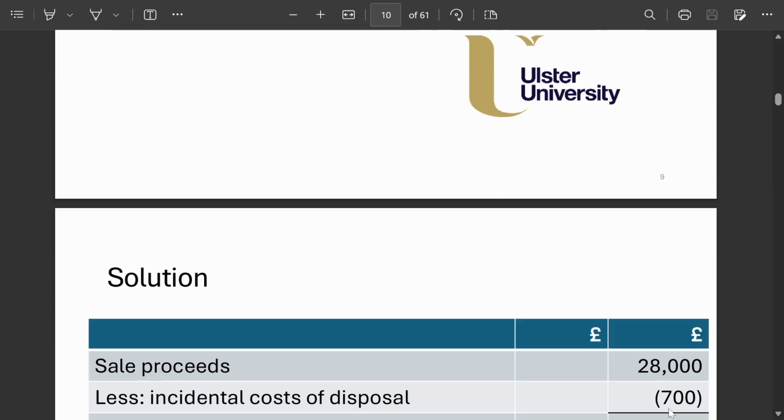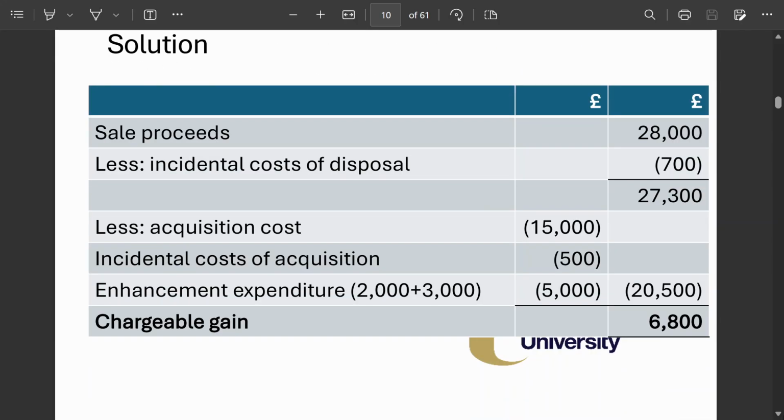Right, so we've got this kind of transaction here. You see, gross sale proceeds minus the allowable selling costs gives you the net sale proceeds. Then minus all the allowable expenditure. What are the allowable expenditures? Acquisition costs, incidental costs of acquisition, and enhancement expenditure, all of that you add. So you basically get 20,500. From the net proceeds of 15,500 plus this, you deduct this 20,500, and that's your chargeable gain of 6,800. Okay, and this is for only this asset.